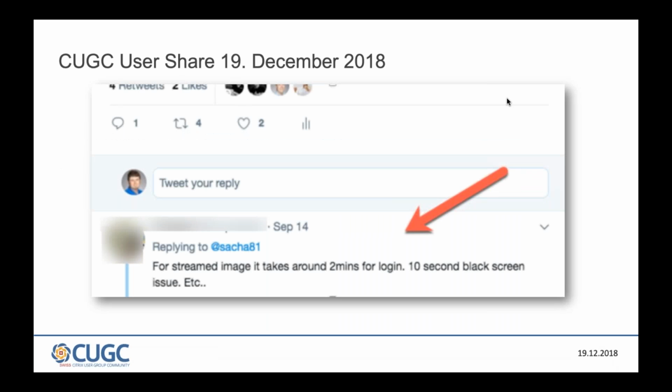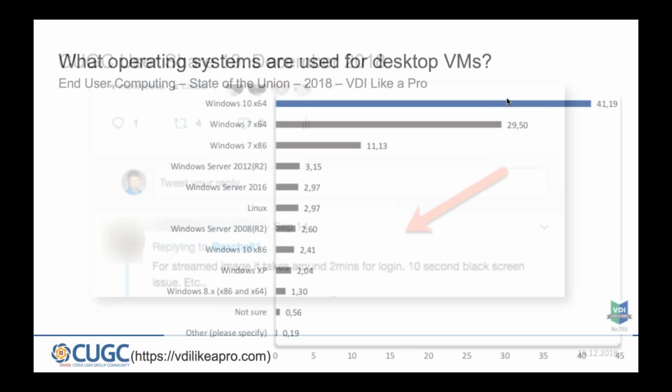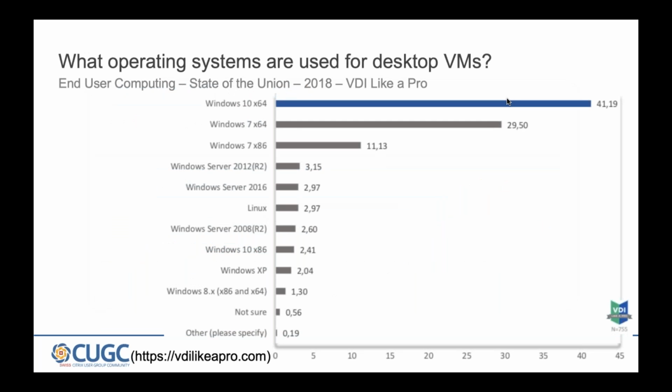We see that it's important that we share our information, because there are still people out there who are not migrated and they have bad logon times, so 2 minutes and 10 second black screen issues, etc. We had that also at the beginning, but later we fixed that, and we want to show you how to fix that. So we want to avoid these kinds of Twitter tweets where people say they have problems with Windows 10.